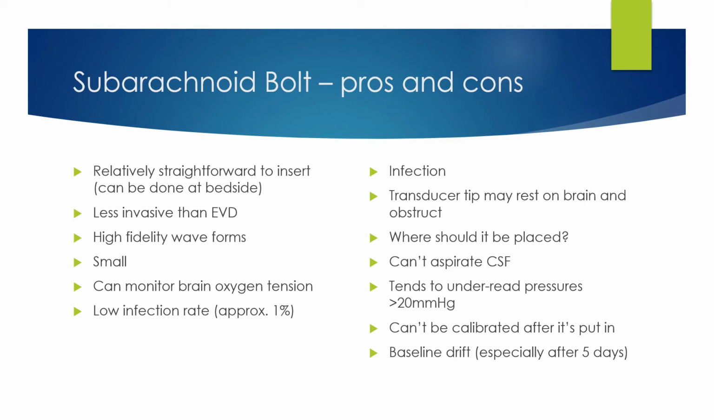Others say you should be placing it within brain that hasn't been injured. You also can't do anything therapeutic through a subarachnoid bolt. With an external ventricular drain, you can take CSF off to help reduce intracranial pressure. You can't do that with a bolt. And they often underread pressures as well, especially when you're getting to values greater than 20 millimeters of mercury.